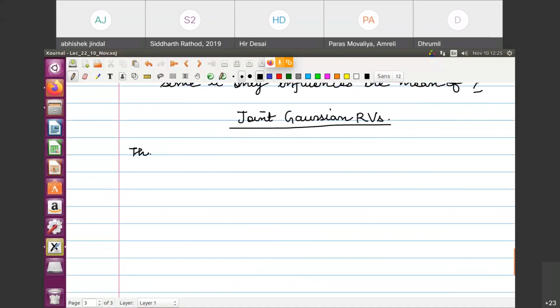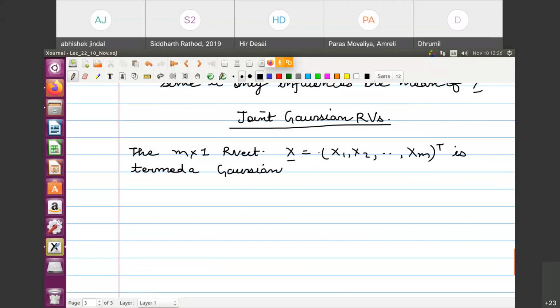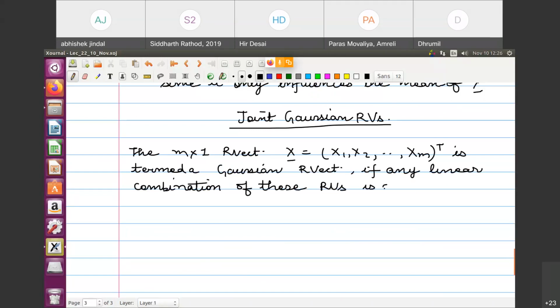So the m cross 1 random vector x bar, which I have already written above, but let us write it for the sake of completion, is termed a Gaussian random vector if any linear combination of these random variables is a Gaussian random variable. Okay, this is important.